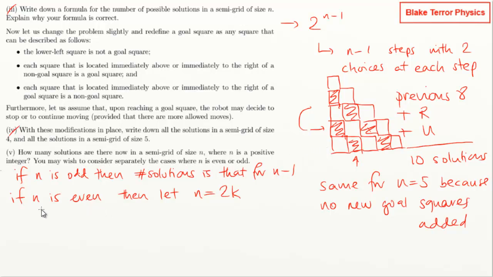Let's just think about it. Say k was 3, so we were doing n is 6. We'd have the number of solutions for getting to the first one, which is 2 to the 1. Then the number of solutions to get to this one, which is 2 to the 3. Then the number of solutions to get to the next one, which is 2 to the 5. So that's what we have.